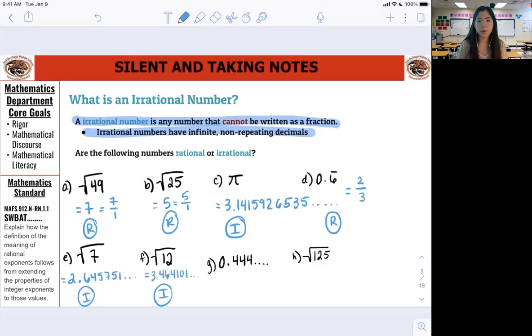How about G, 0.444... Rational. Yeah, we've already established that repeating decimals are rational. Does anyone know what that fraction is?